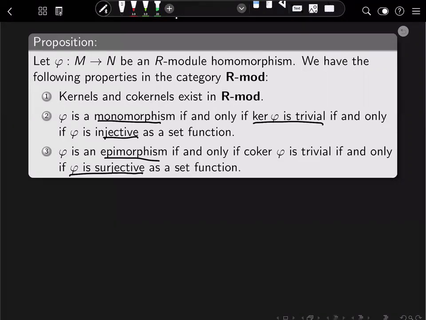There are categories in which there are morphisms that are epimorphisms, but they are not surjective. And equivalently, there are categories where there are morphisms that are monomorphisms, but they are also not injective. So this is actually a very special property satisfied by the category of R modules. So we will recall the definition of monomorphism and epimorphism.